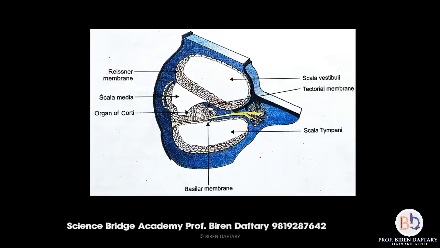This is the cross section of cochlea. So you can see this membrane over here is Reissner's membrane. This is called the basilar membrane. So this is Reissner's, this is basilar, this is scala vestibuli, scala tympani, scala media, this is organ of Corti, this is the tectorial membrane. So this is the internal structure, cross section of cochlea. There is no diagram for vestibular apparatus.